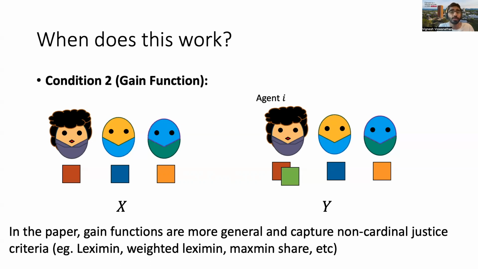Before I go into other metrics that can be computed by our algorithm, I should note that our gain function condition, that is the condition that we just looked at, was simplified for this presentation. Our algorithm actually works when the justice criteria satisfies a more general version of this condition. We leave it to you to look at the paper to find out more.